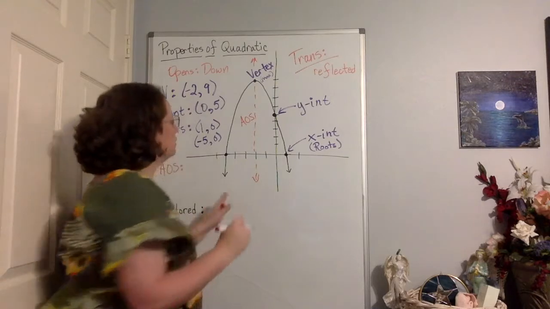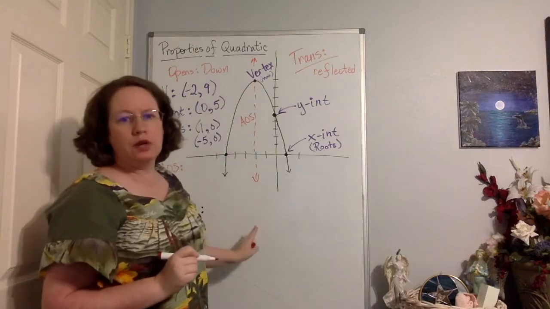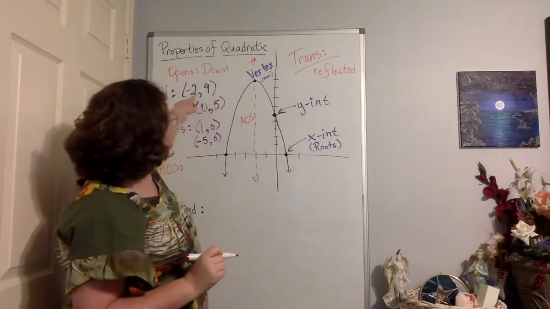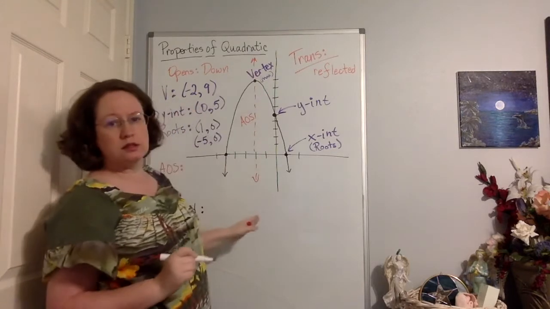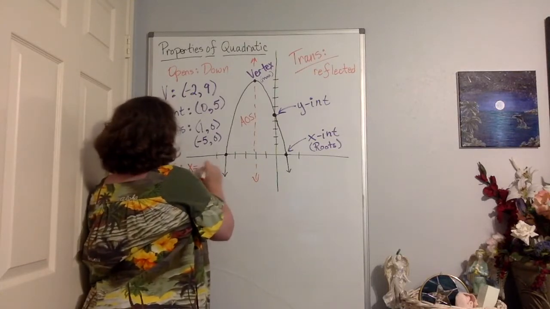And where is that located? Well, it should go through the vertex because the vertex is right in the middle, okay? And the x value from the vertex should always be where my axis of symmetry is at. So I have x equals -2.